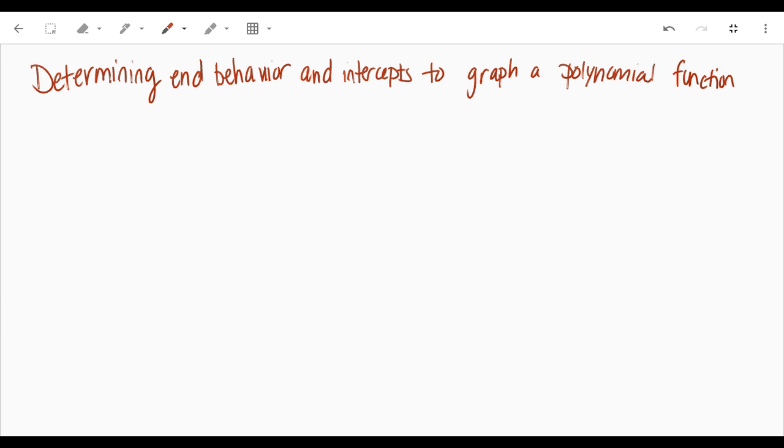Okay, so this puts a lot of things together here. And hopefully you remember this from Algebra 2. I always thought that this was one of the more fun topics because it's kind of like a puzzle and you put all these little pieces together.